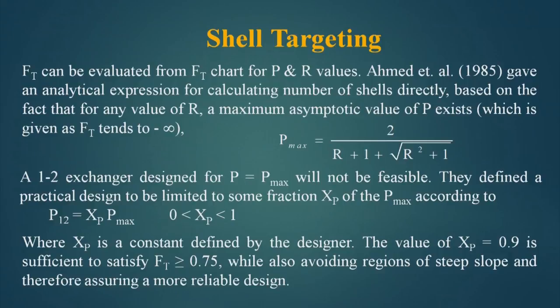Now, having known why multiple cells are necessary in the design, and that with the increase in the cells, the cost of the heat exchanger increases, if we compare the number of units target with the number of cells targeting, then we find that the number of cells targeting is far more accurate than the number of units targeting.